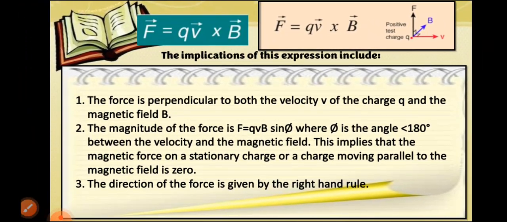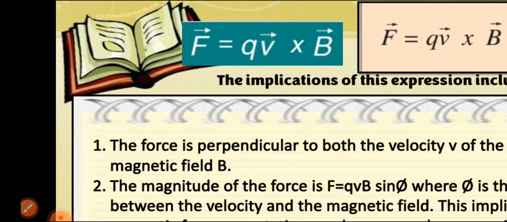Next, the magnitude of the force is F is equal to q v B sine theta, where theta is the angle between the velocity and the magnetic field. This implies that the magnetic force on a stationary charge or a charge moving parallel to the magnetic field is 0. The direction of the force is given by the right-hand rule. That is the last implication of the expression.